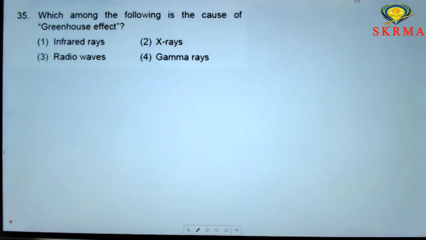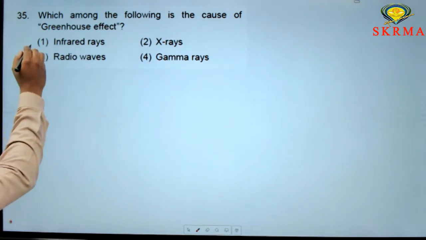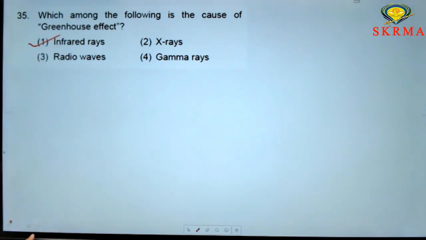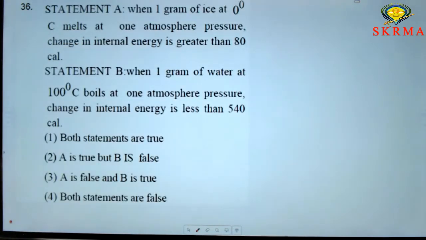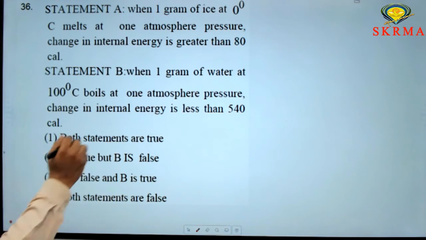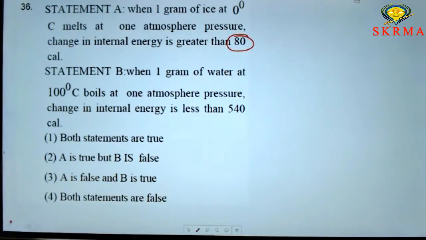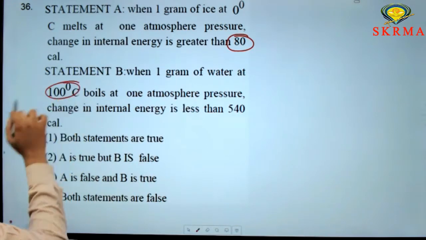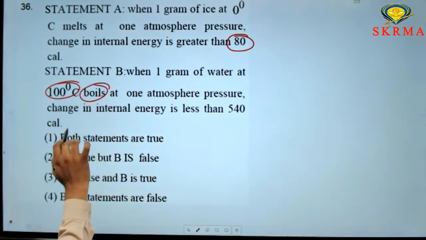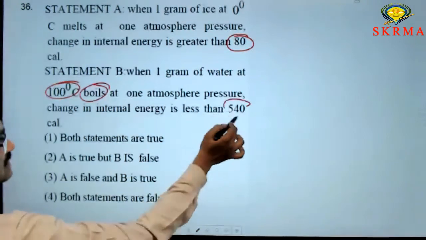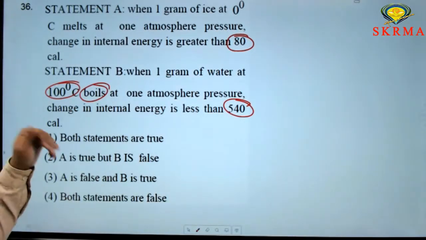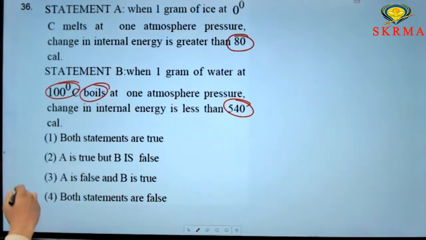Next. Which among the following causes a greenhouse effect? Greenhouse effect is due to infrared rays. Next. So go through the statements. Statement A, 1 gram of ice at 0 degrees centigrade melts at 1 atmosphere. The change in internal energy is 80 calories. Next one, 1 gram of water at 100 degrees Celsius boils at atmospheric pressure. The internal energy is less than 540. So these two statements are correct. Both statements are correct. So go with the first option.